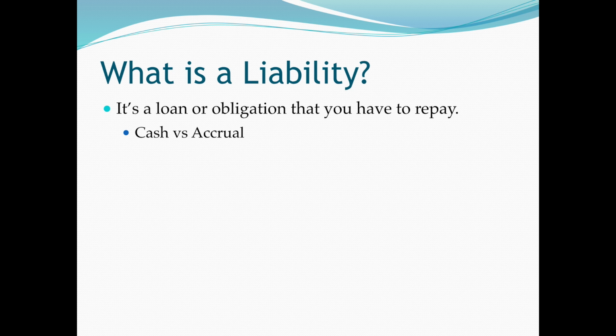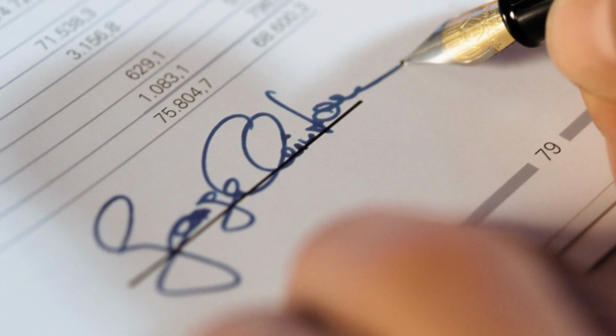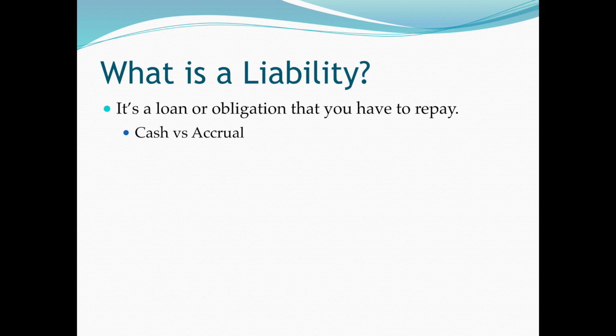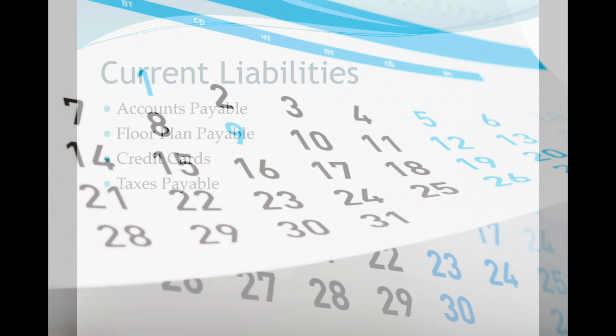And that's true about loans. When you sign the loan document to the bank, you're legally obligated to pay them. Thus, you incur a liability, and it's recorded on your books. Now that we know when to record these liabilities, let's check out the current liabilities. Now, these are short-term debts that are due in the next 12 months. These typically include accounts payable, floor plan payable, credit cards, taxes, anything like that that's due in the next 12 months. Let's take a look at each of these, starting with accounts payable.